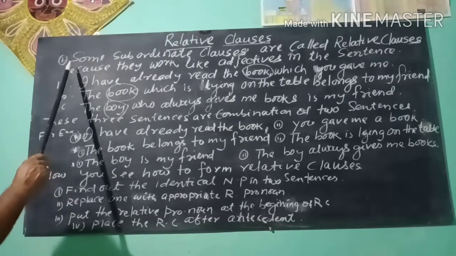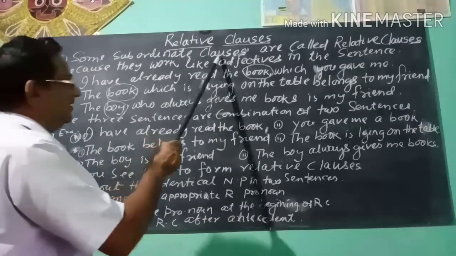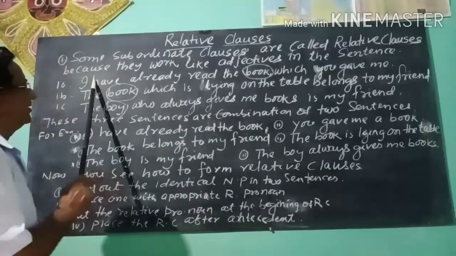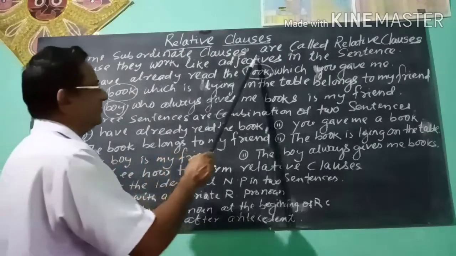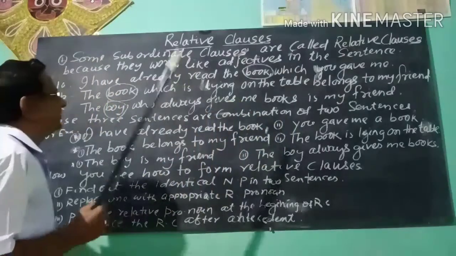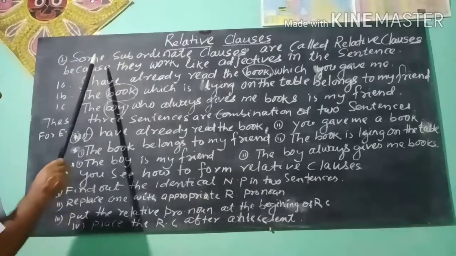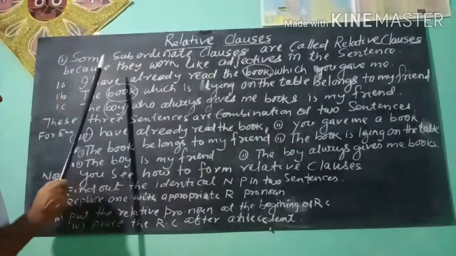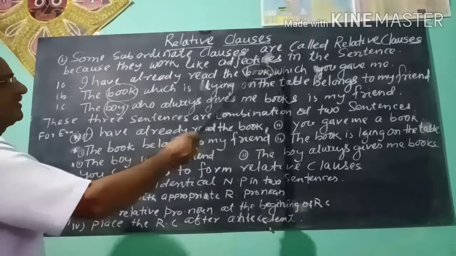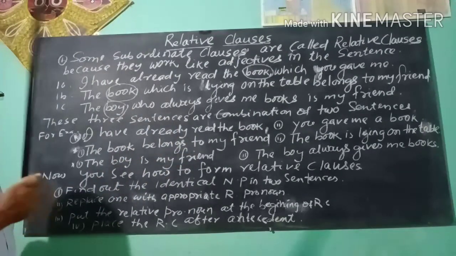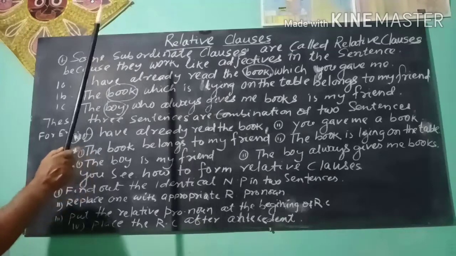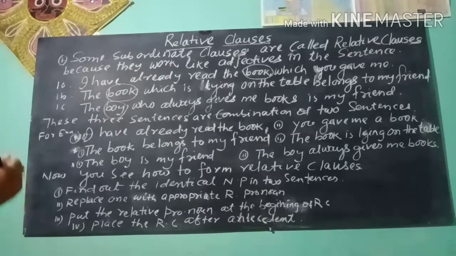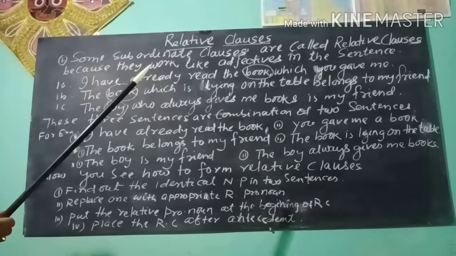Some subordinate clauses are called relative clauses because they work like adjectives in the sentence. That means subordinate clauses are called relative clauses when they work like adjectives. Now you see the examples.